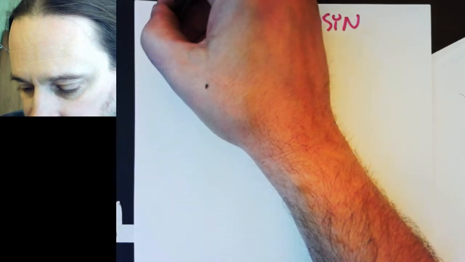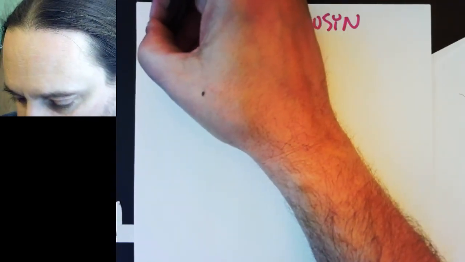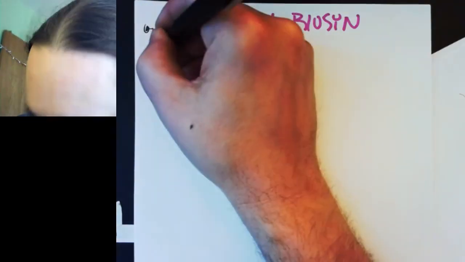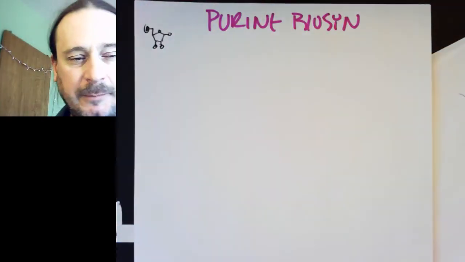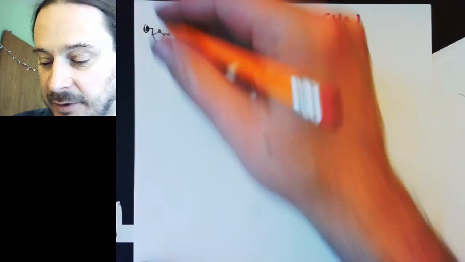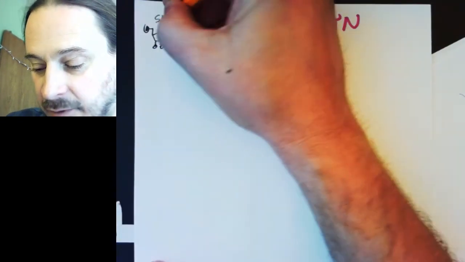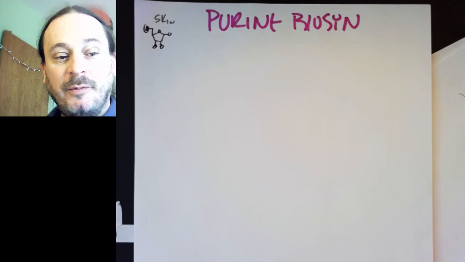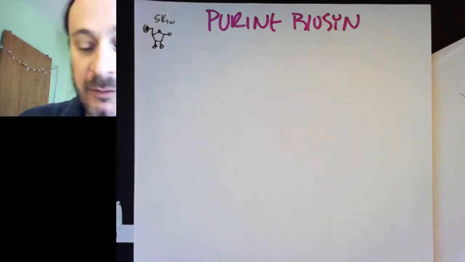I'm just going to draw it like this. So what have I drawn there? This thing is, of course, ribose 5-phosphate, which we can get from the pentose phosphate pathway. We can get it from the Calvin cycle.